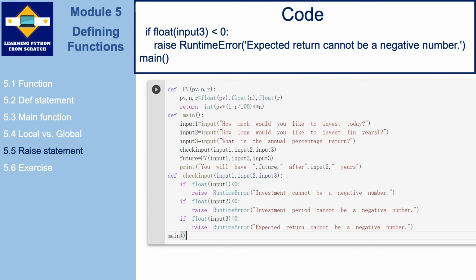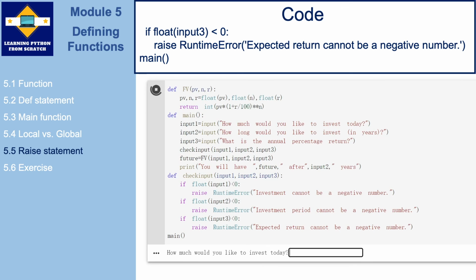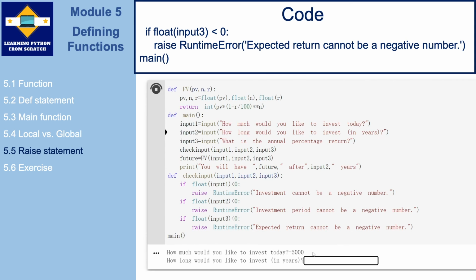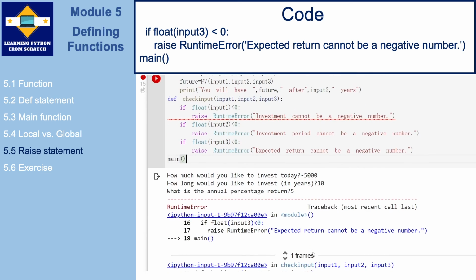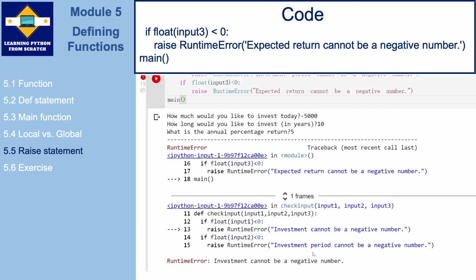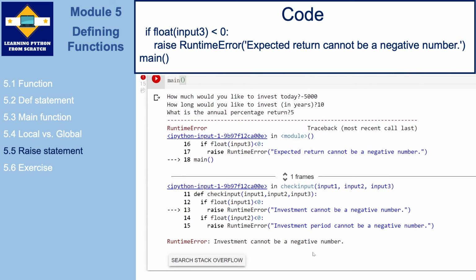Next, let's try the main function again. This time, I input negative 5,000, and the investment period is still 10 years. The annual percentage return is still 5%. You can see that there is a runtime error, and the message is that investment cannot be a negative number. The message appeared because I input -5,000 for input 1.